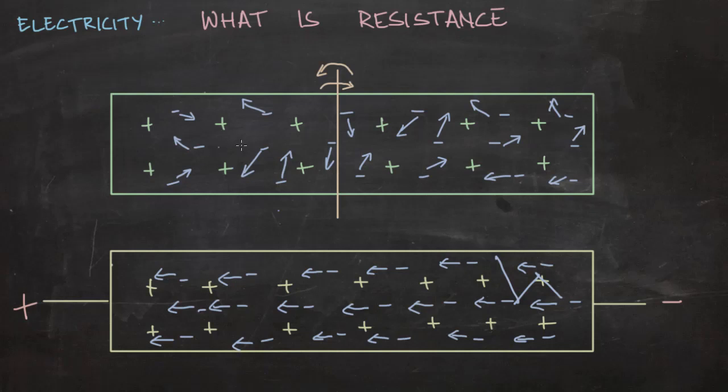So now that we have seen what happens when there was no potential difference and when we applied the potential difference, we can now say that this is how the metal offers some resistance to the flow of electricity, or rather the flow of electrons through it.